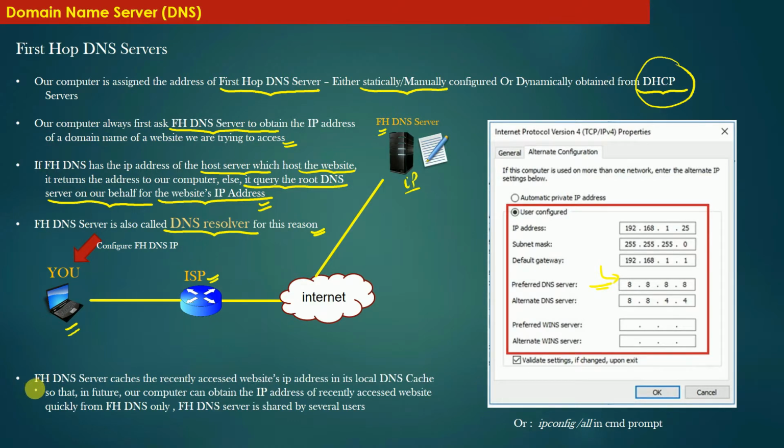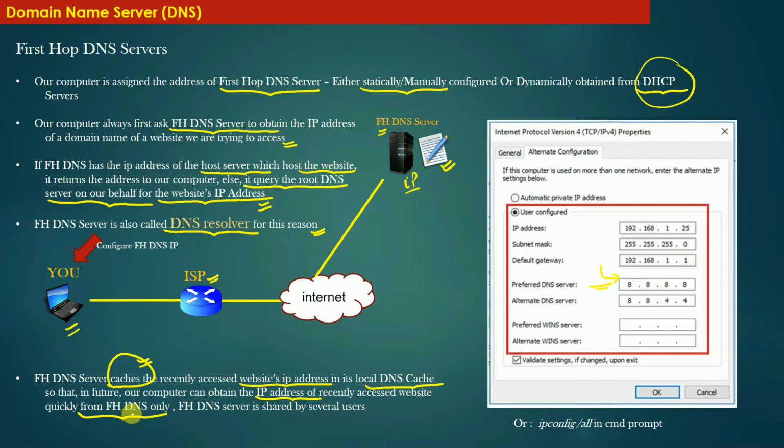Another property of the first hop DNS server is that it caches the recently accessed website's IP address in its local DNS cache. You can see that this represents a local DNS cache. So the first hop DNS server caches the recently accessed website's IP address in its local DNS cache, so that in future our computer can obtain the IP address of a recently accessed website quickly from the first hop DNS server.